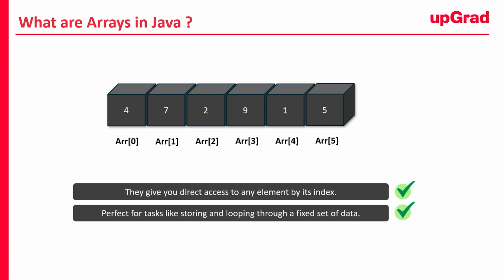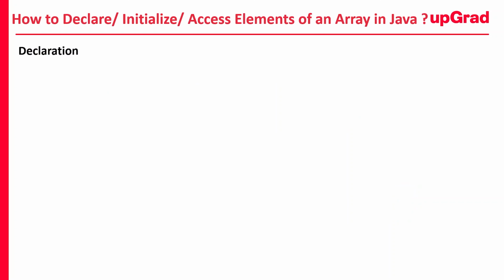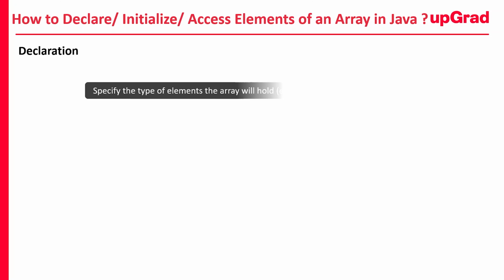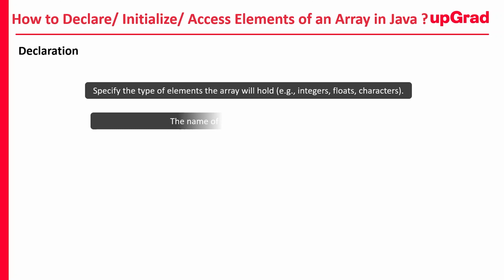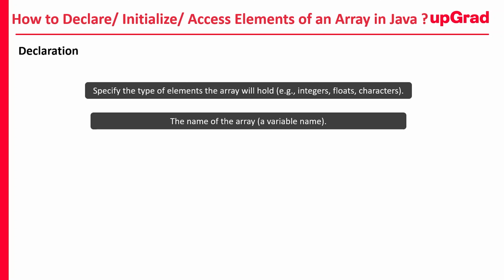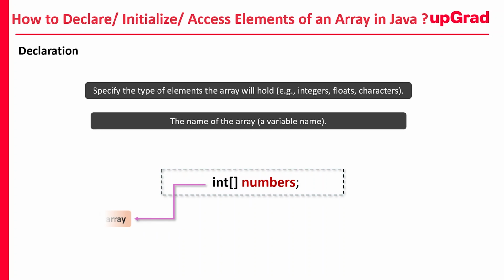Alright, so now come to the next topic, which is how to declare, initialize and access elements of an array in Java. Before you can use an array, you need to tell Java that you are going to create one. Declaring an array is just like saying, hey Java, I need a collection to store multiple values of a specific type. So here's the syntax, int numbers.